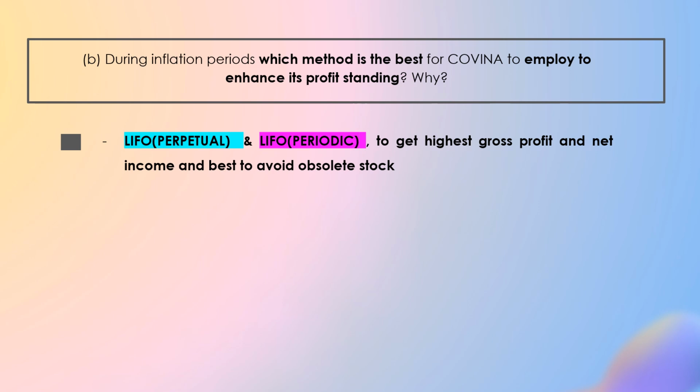For question B, during inflation periods, which method is best for Covina Sendirian Berhad to employ to enhance its profit standing, and why? For me, LIFO in perpetual and LIFO in periodic, to get the highest gross profit and net income, and best to avoid obsolete stock.